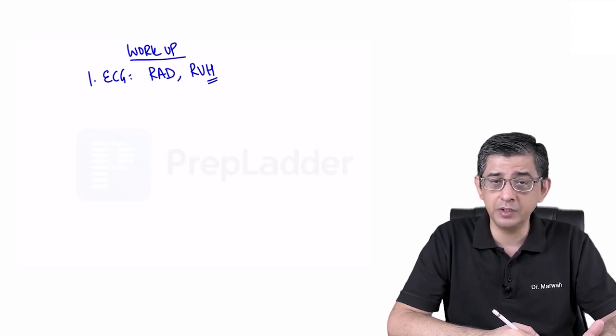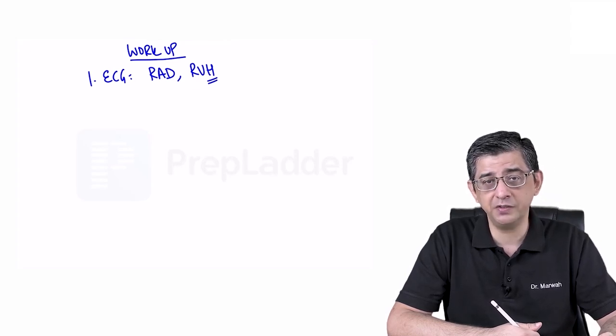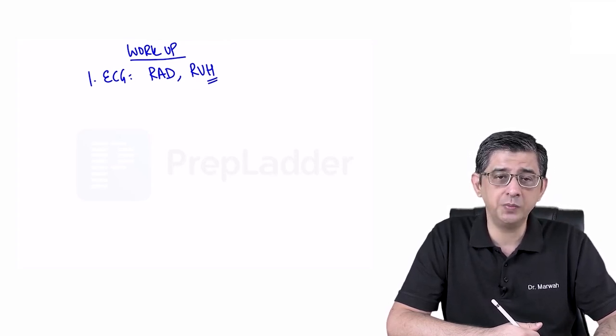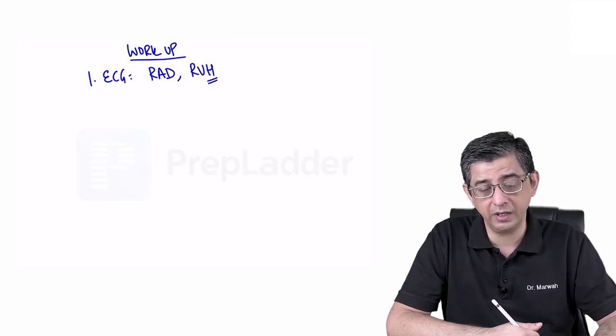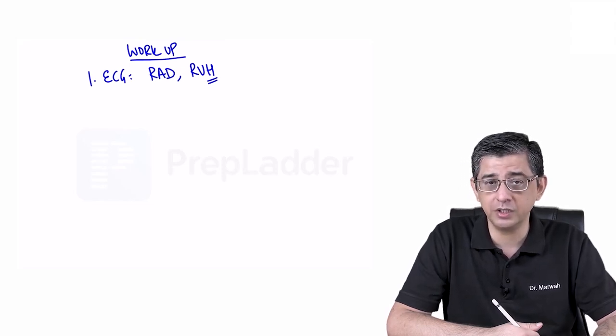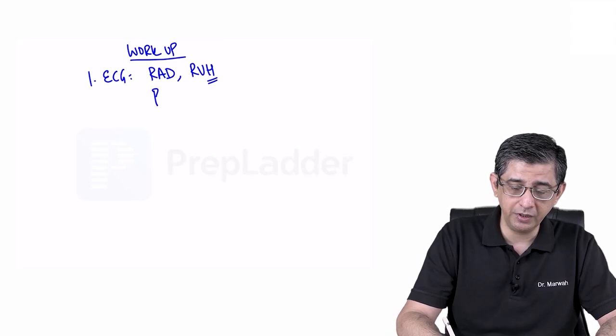There are various criteria which are present, but none of them have a substantially high sensitivity and specificity. So I have not mentioned any specific criteria for RVH, unlike in left ventricular hypertrophy, where I discussed criteria in the aortic stenosis discussion. For RVH, because none of them have high sensitivity and specificity, I have therefore not mentioned them.